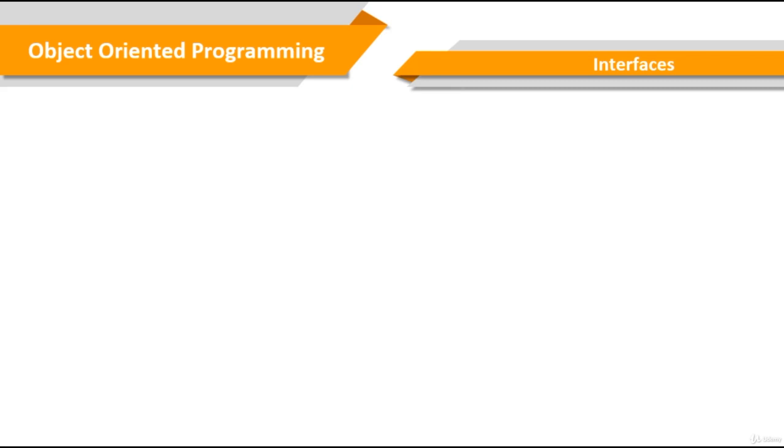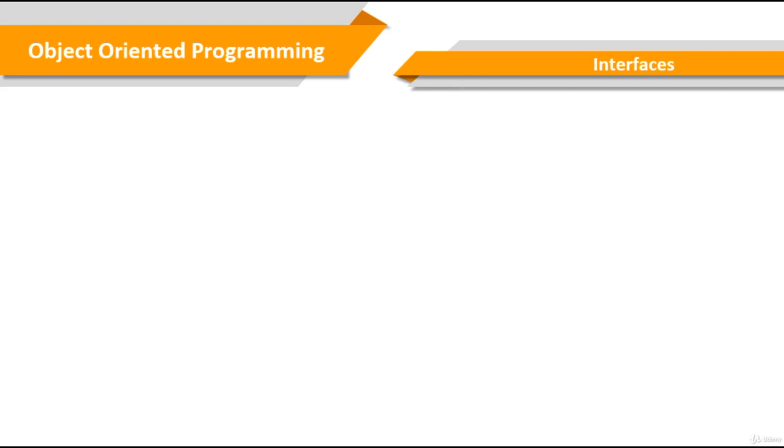You cannot instantiate an interface, so it means that you cannot create the object of it. An interface does not contain any constructors. An interface is not extended by a class. It is implemented, however, by one or more classes. A class can implement multiple interfaces.